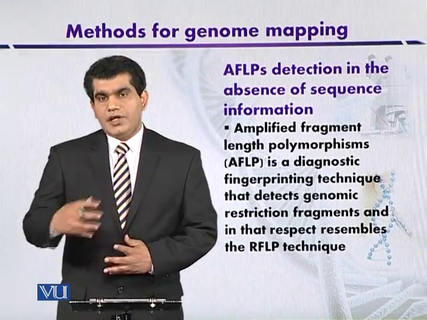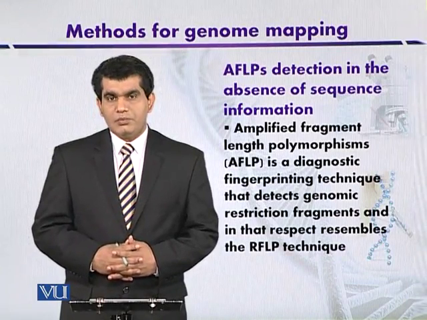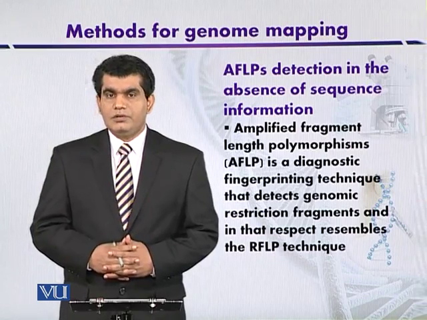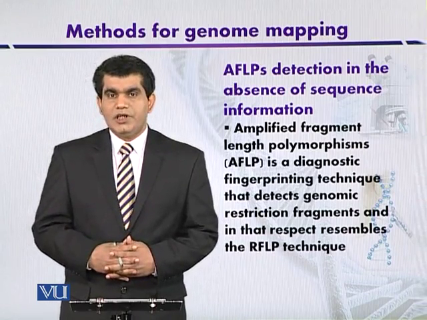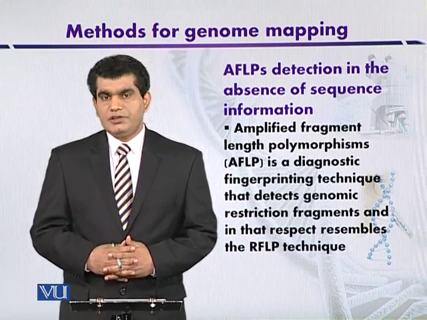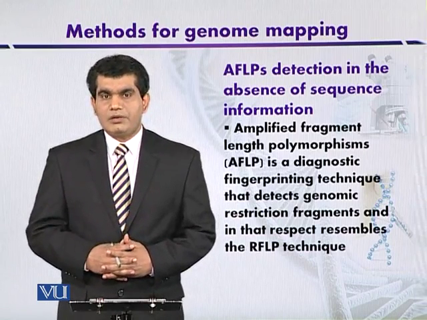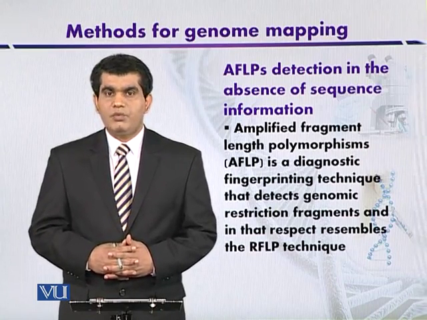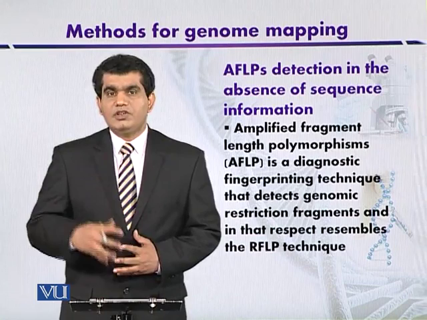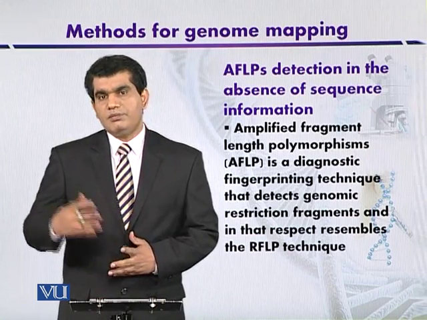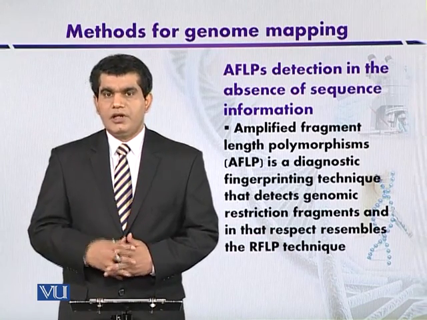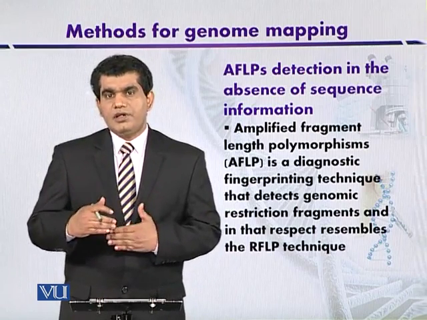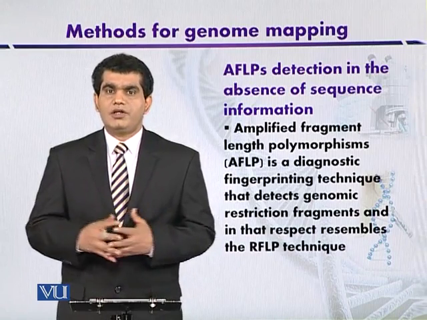AFLP's detection in the absence of sequence information. Another technique that is valuable for the mapping of genomic DNA is AFLPs. You have the basic background of AFLPs, that is amplified fragment length polymorphism. It is also a type of DNA fingerprinting technique like the RFLP. Although they are working on the same pattern, there are also differences.